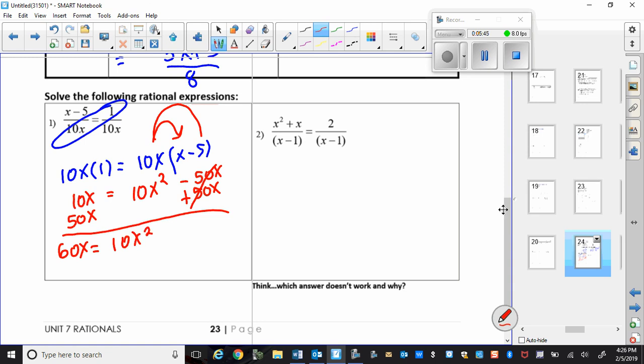So what can I divide out of each term? I can divide an x out of each term. All right. This is going to give me 60 equals 10x. Now my goal here is to get x by itself. So I divide 10 on both sides, and I get that x equals 6 as my final answer. Okay.